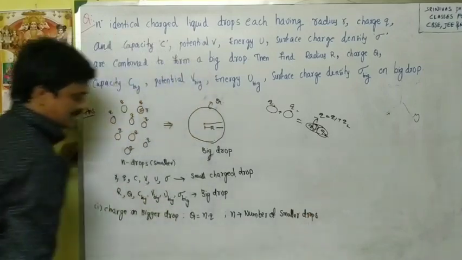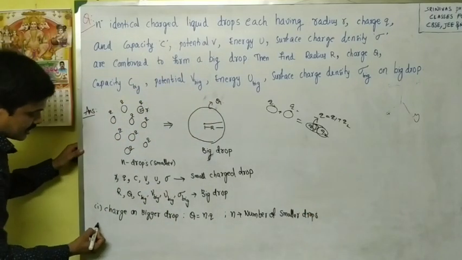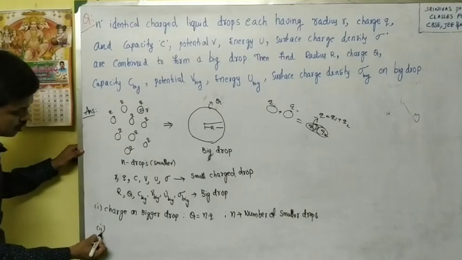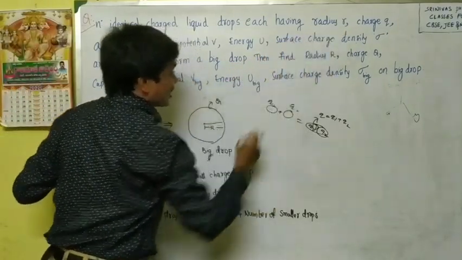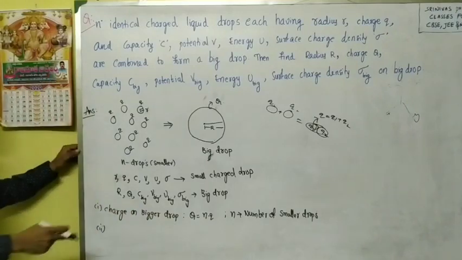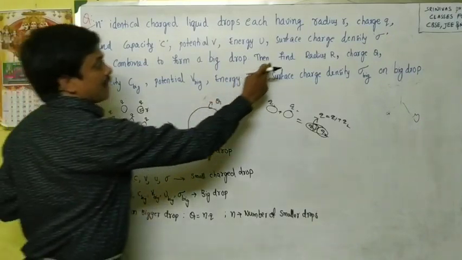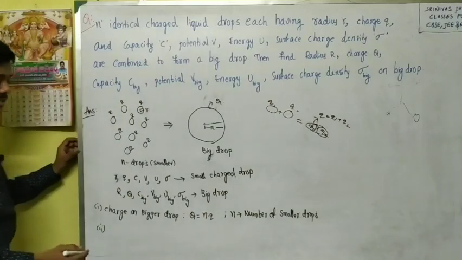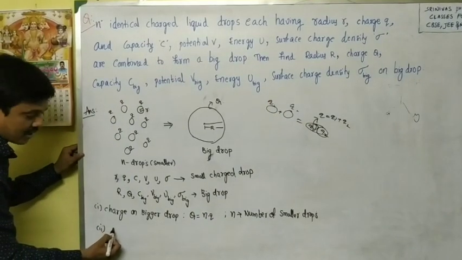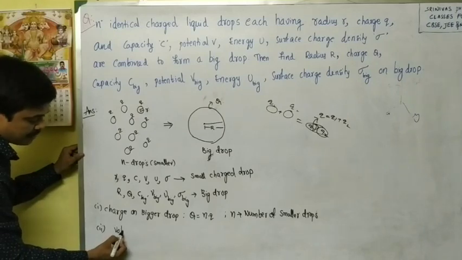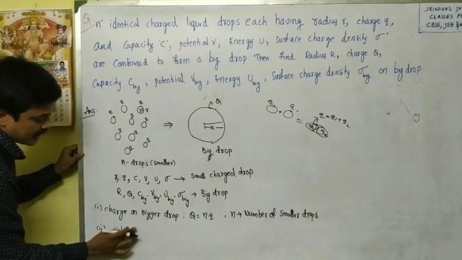Okay, good. Now the second point: actually first we have to find the radius, but we did the charge, no problem. The radius on the bigger drop we have to find out. How to find the radius on the bigger drop? Before that, we can find the volume of the bigger drop.